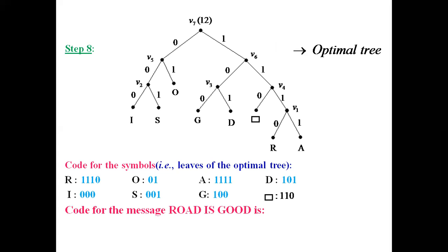Now we will write down the code for the message "road is good", including the space. We not only write down the code for ROAD without any spaces, we also have to write down the code for the space that exists in the given message. There are two spaces in the given message, and for that we write the code 110 that we obtained. Remember, the optimal tree is not unique. Based on the way you write the weights, you would get different optimal trees. Since the optimal tree is not unique, the optimal code will also not be unique. So this is the code for the given message, that is, road is good.